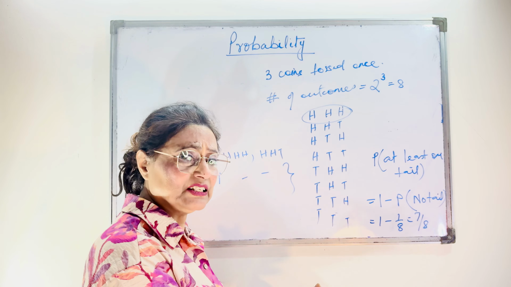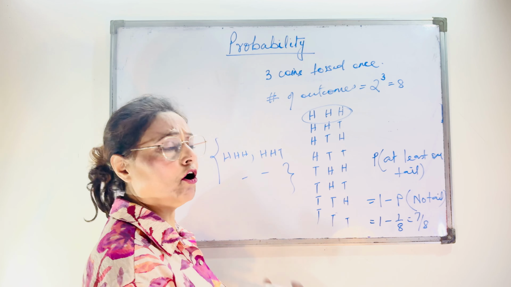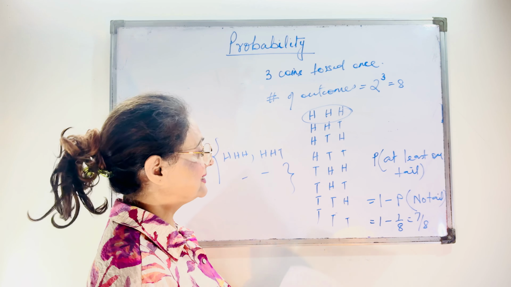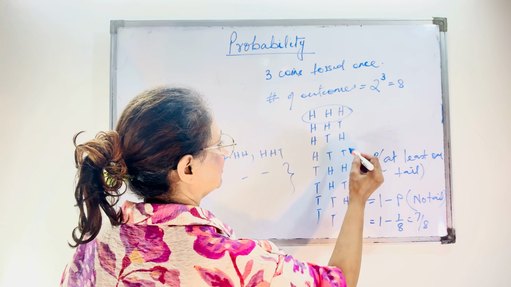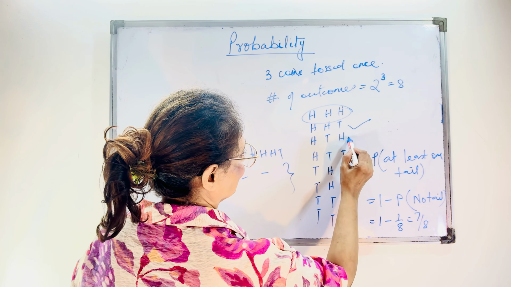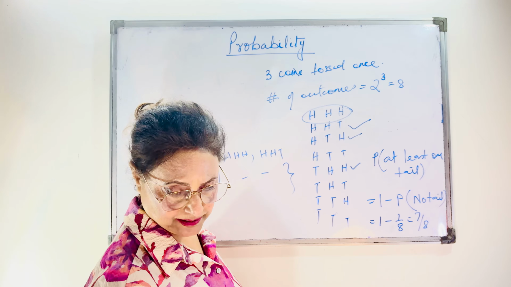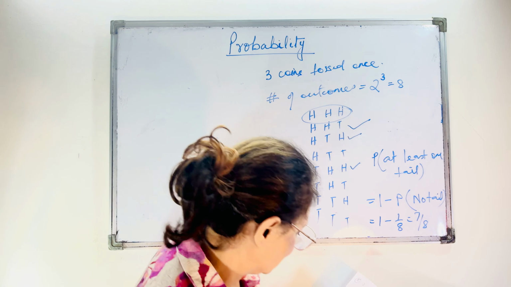Whenever you see at least, you can use this method, or you may just write down all the outcomes and then count. Then it says exactly 2 heads. There you need to just take exactly 2 heads. 1, 2 here. So 3 by 8. Got it? Okay, one last question.